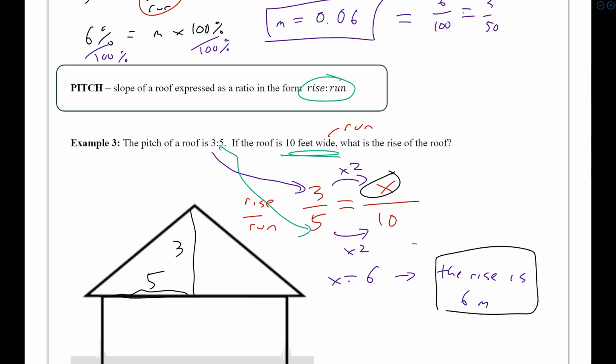Now the other thing I know a lot of you got really used to in Math 3, and this is perfectly fine, is just doing the cross multiply and divide. So if you have x over 10 equals 3 over 5, you can just take 10 times 3 divided by 5, and you get x. 10 times 3 is 30, divided by 5.